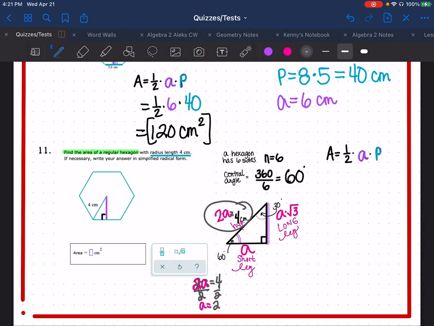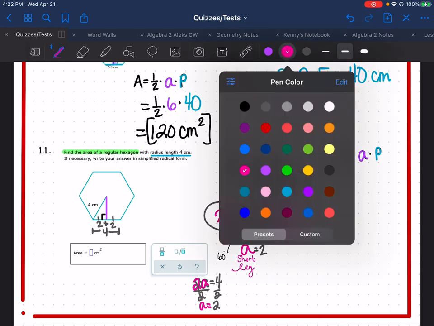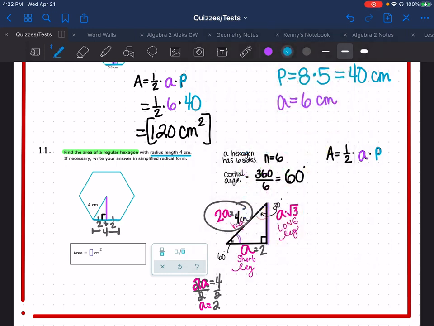So that means this is 2, which is this right here. Remember, these two are always the same. 2 plus 2 is 4. And this is important because guess what? That is going to give you the side, which helps you find your perimeter. So now I can find my perimeter, which is my number of sides times the length of each side. So 6 times 4 is 24. And of course, it would be centimeters.